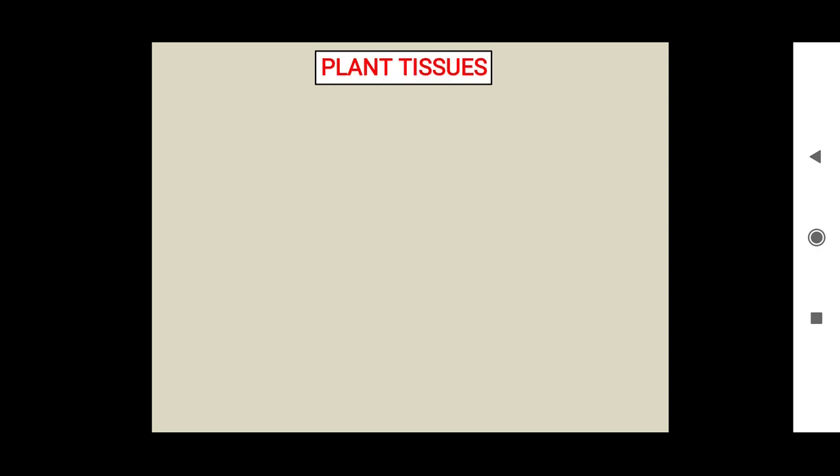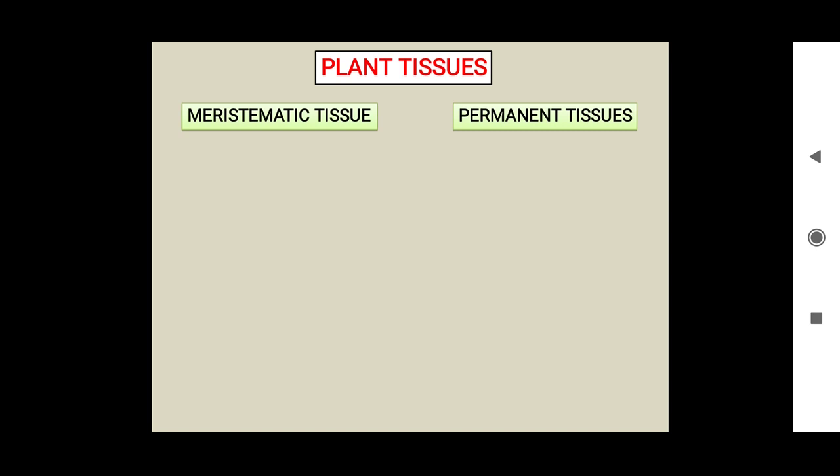Next, let us quickly see the types of plant tissues, and revise them. They are broadly of two types, the meristematic tissue and the permanent tissue. In meristematic tissues, cells are continuously dividing and giving rise to more cells, so they are responsible for the growth of the plant. Whereas permanent tissues stop dividing and become specialized or differentiated to perform different functions.